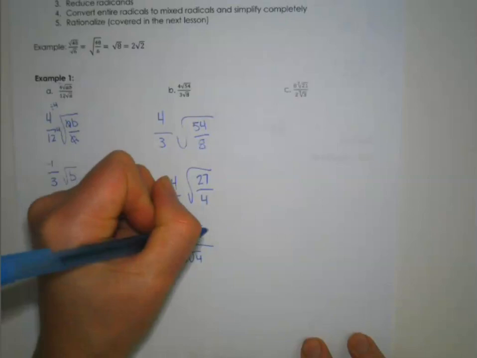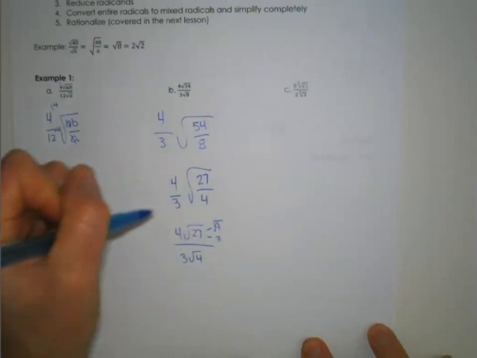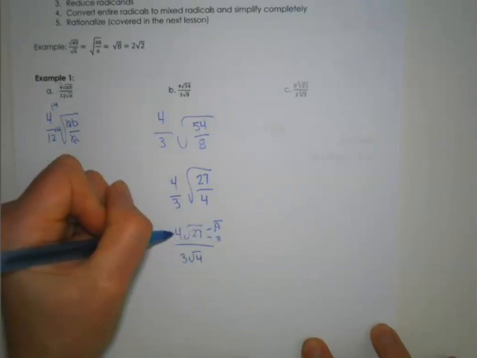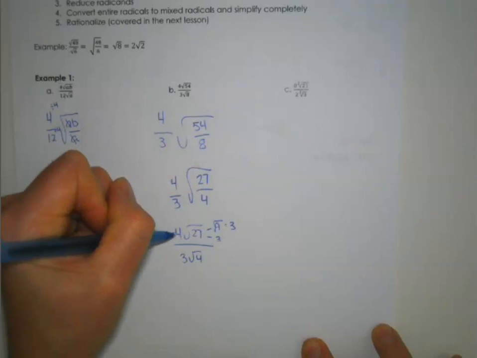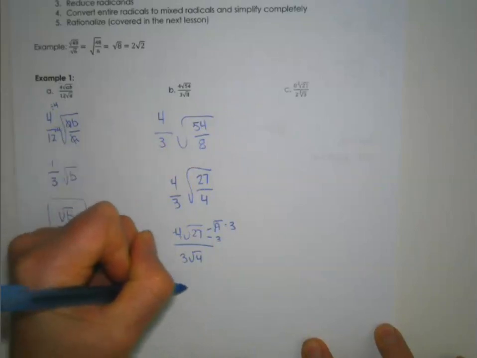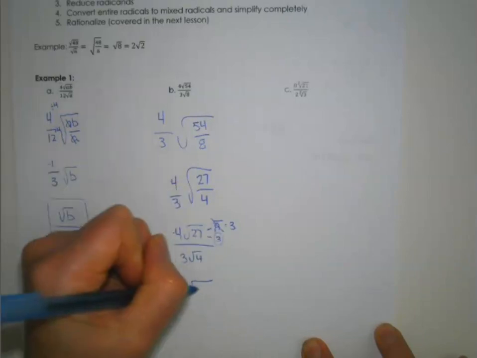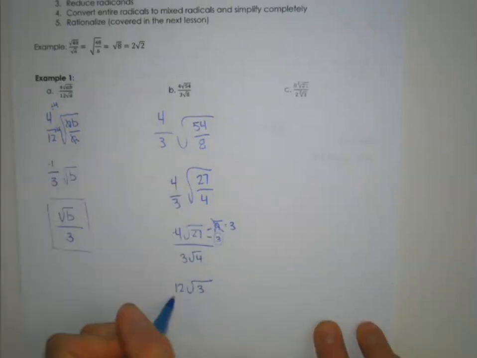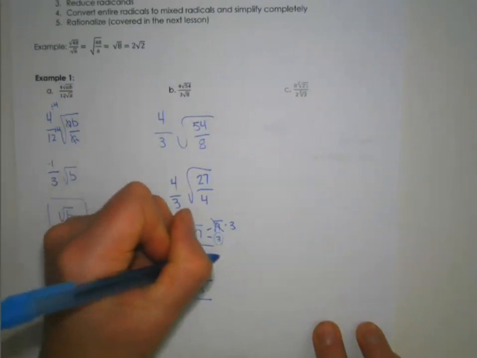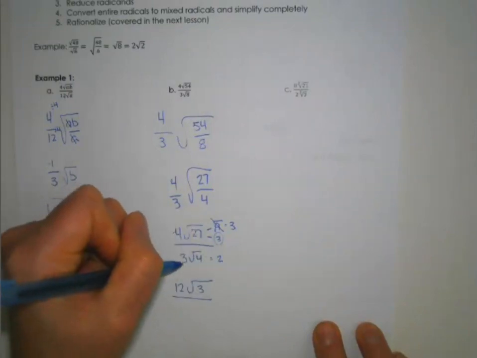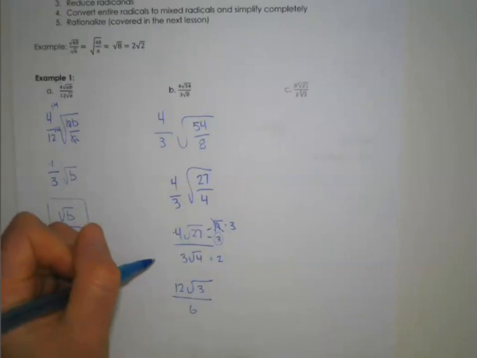27 is 9 times 3, and 9 is a perfect square, so we can pull that out and multiply it by the square root of 9, which is 3, so 3 times 4 gives us 12. Root, we've taken out the 9, so we're just left with the 3 under there. On the bottom, the square root of 4 is 2, so basically we just have the whole number 2 times the coefficient of 3, which gives us 6.